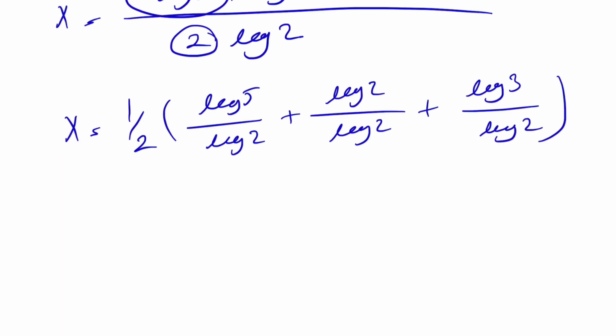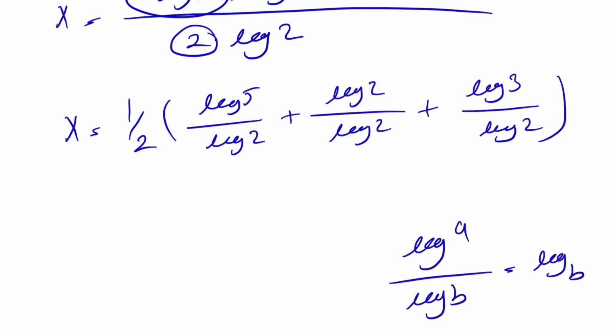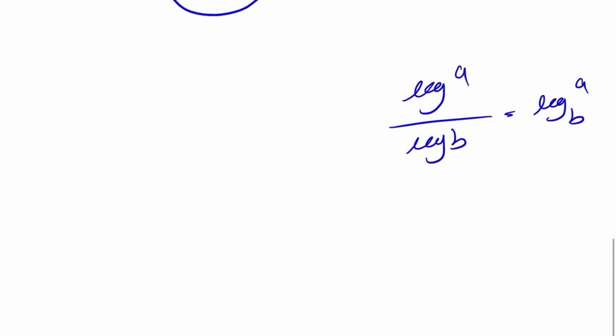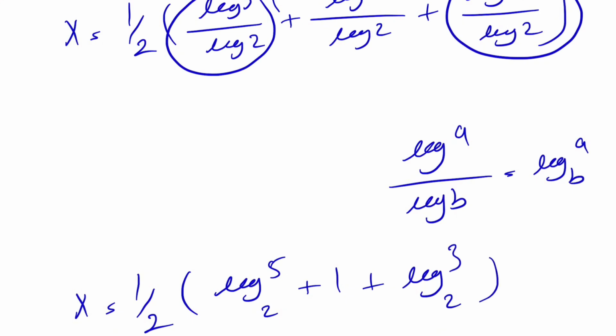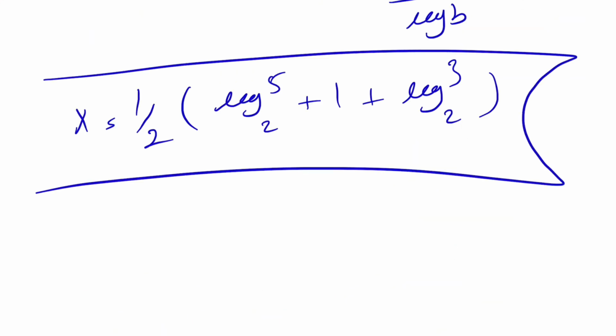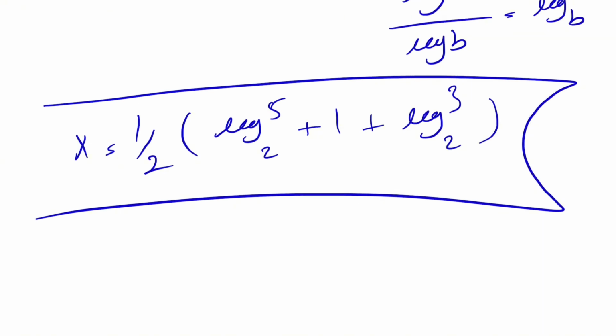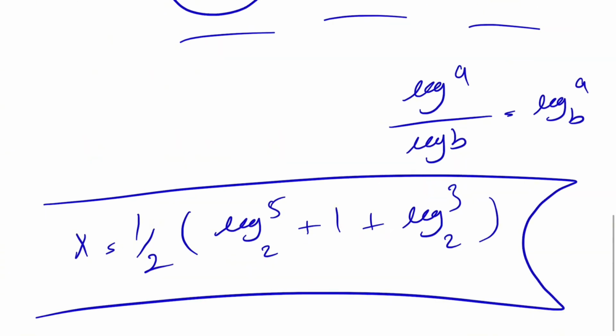So here let's go over another law of the logarithm. When we have log of a over log of b, this can be written as log base b of a, which is the case in these two. So basically we can write this down as our x will be 1 over 2 times, in the first one, log base 2 of 5, plus 1, plus log base 2 of 3. And this is going to be the final answer for this question if we want to write down our answer based on the log of 5, log of 2, and log of 3.